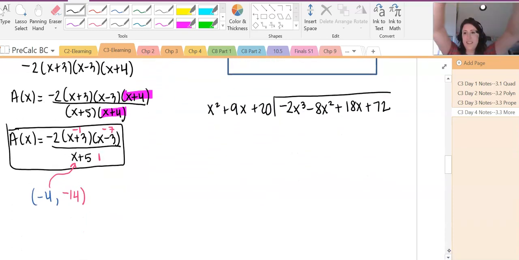Let's do some stretches. Oh, okay, you ready? Here we go.